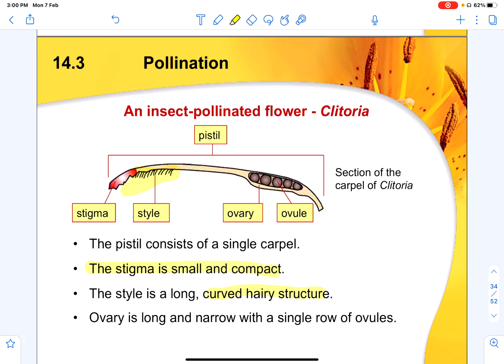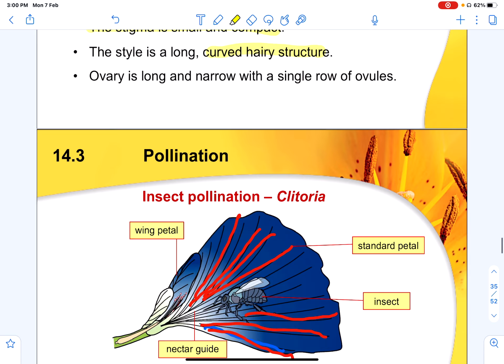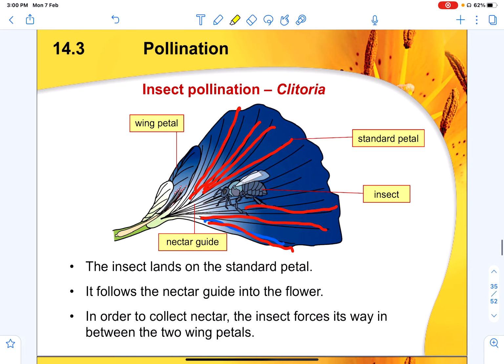This helps to brush off the body of the insect to release the pollen grains onto the flower. The ovary is long and narrow with a single row of ovules. So in this case, how would the insect pollinate the flower? First, the insect would have to land on the standard petal, which tends to be very large and conspicuous. Conspicuous means that you can see it, or it is very obvious. Now, these petals tend to be large in order to be able to support the weight of the insect.